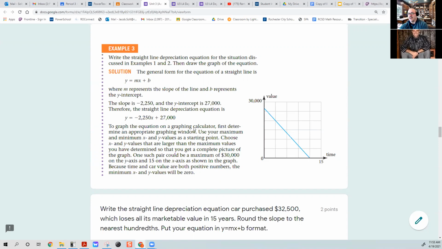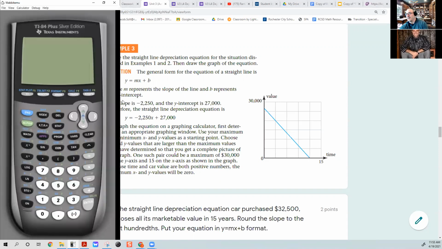To graph the equation on a graphing calculator, first determine the appropriate graphing window. You saw how I did that. I already had the points in there, and I just did zoom stat, right? I pressed the zoom button, and then I went down here. Choice number 9 is zoom stat. If I press enter there, it'll choose an appropriate window for me to see the 2 points.